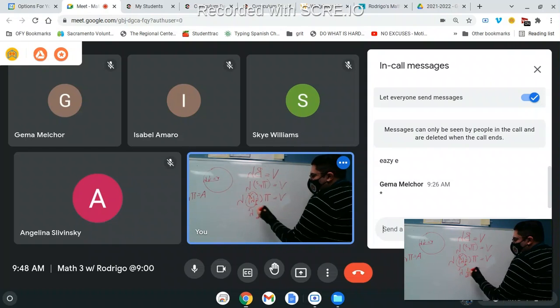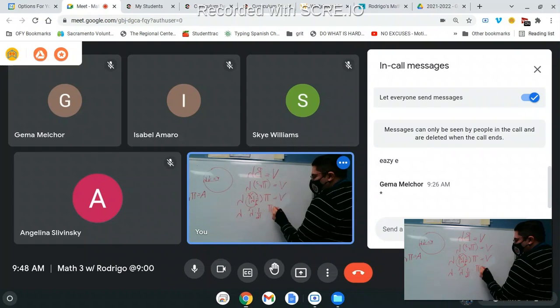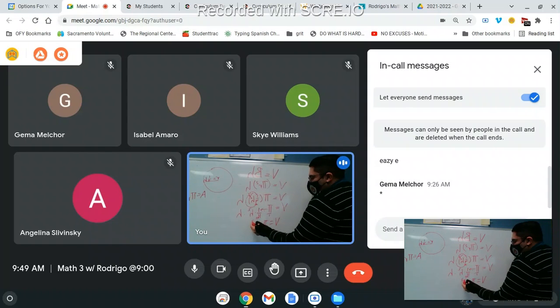I got h squared. Julian, pay attention to taking pictures of paper. Okay. When I put this all together, what do I get? Let's see. This goes on the top because it's like this: pi over 16 times h to the third power.